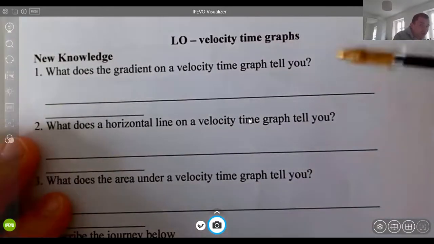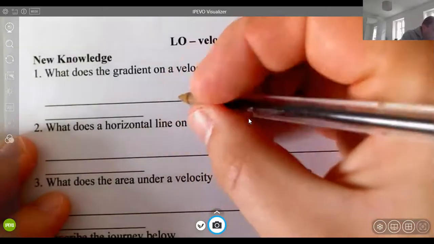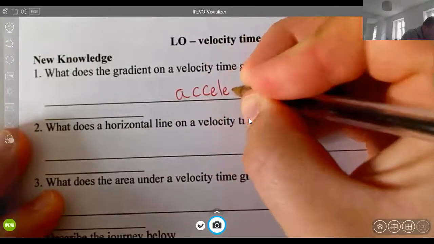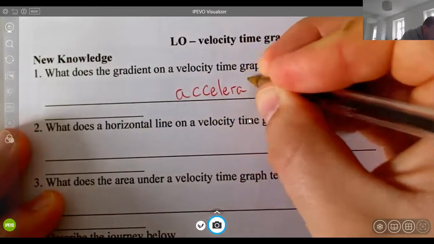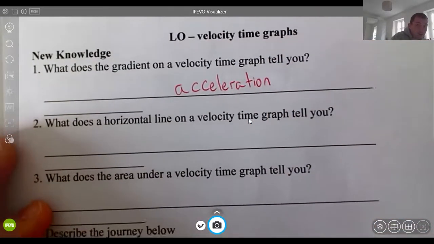So it says here, the first question: what does the gradient of a velocity time graph tell you? It tells you the acceleration. So we need to be able to work this out. We'll do this later. Again, we are confident with gradient. We've done it before, but it's reflecting on it.